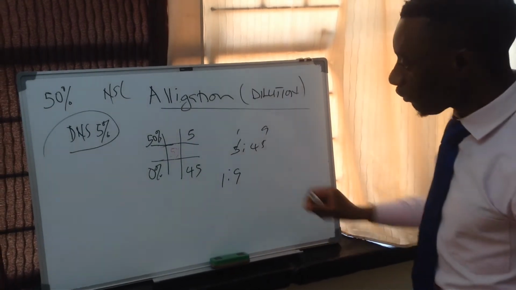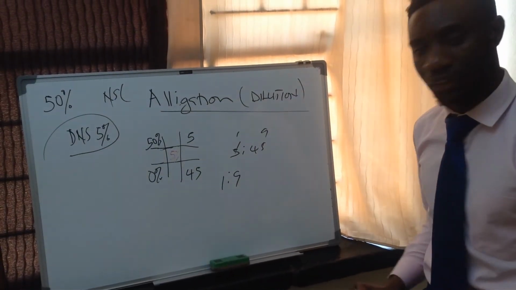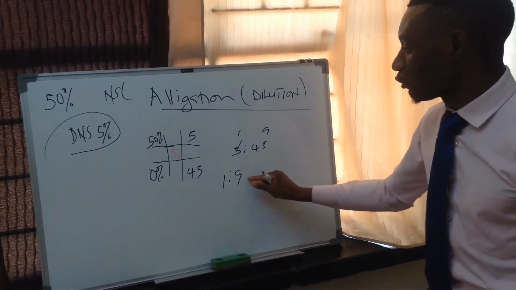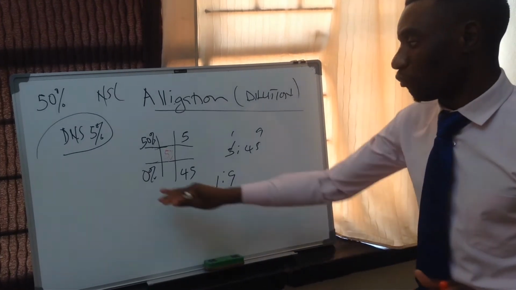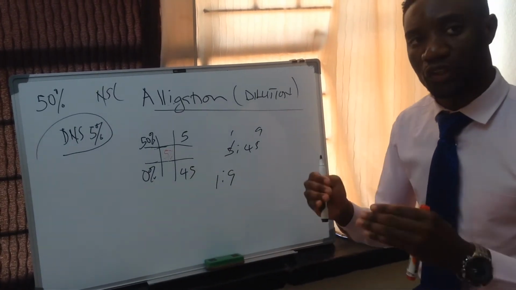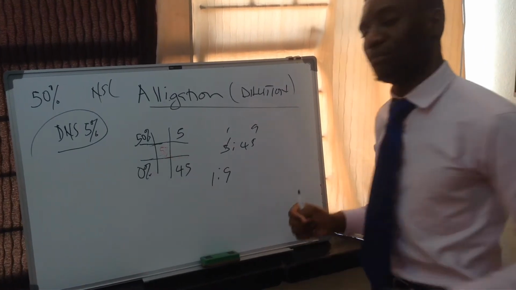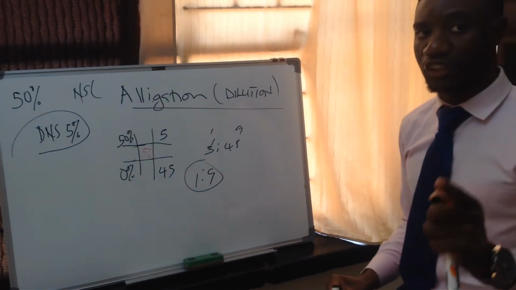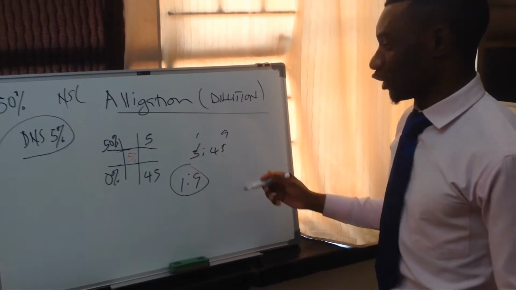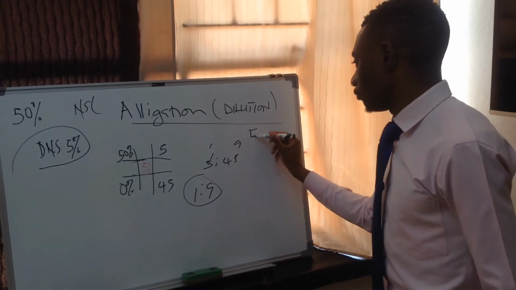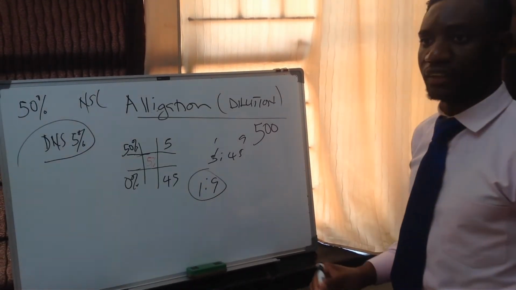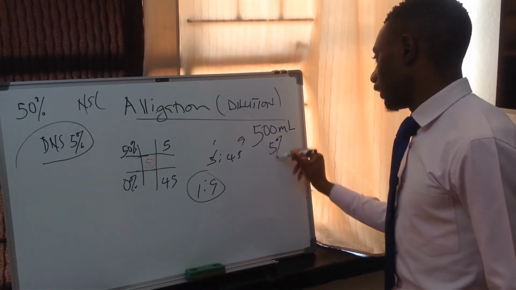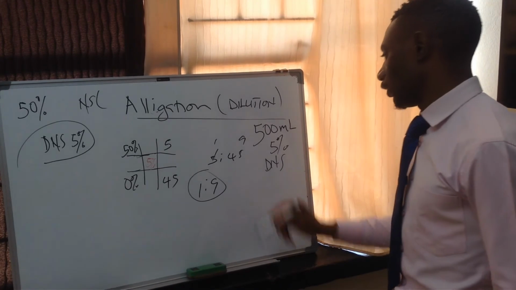I'll say it again. This ratio means that for every 1 part of 50% dextrose, you have to mix with 9 parts of normal saline in order to come up with a solution that has a concentration of 5%. Now, to make things easier, assume you want to make 500 mils. Maybe the doctor ordered 1 liter or maybe 100 mils of 5% dextrose DNS. That is what the doctor ordered.